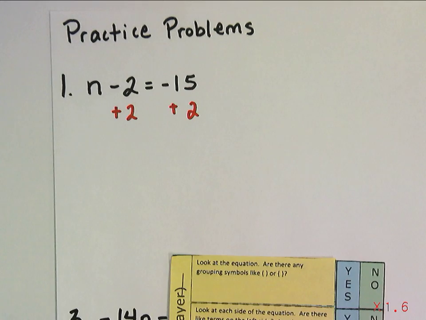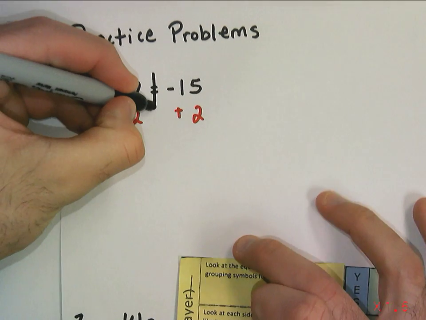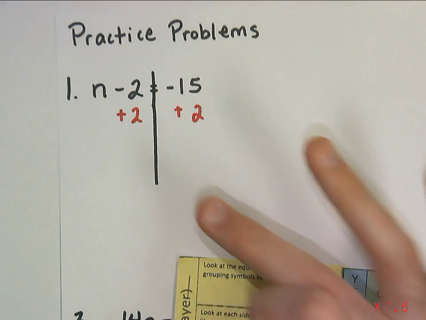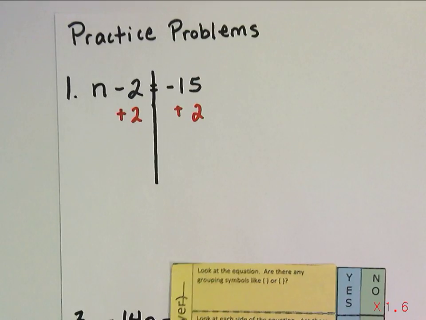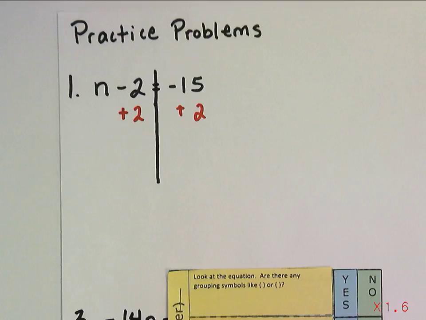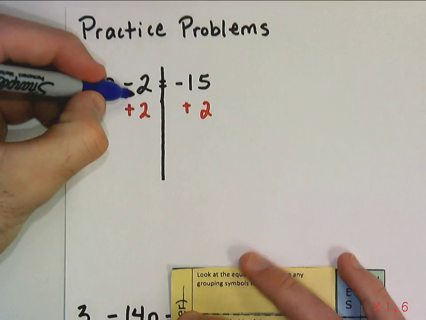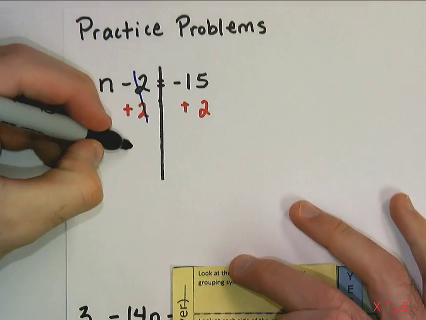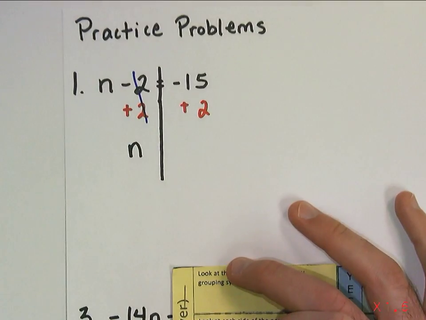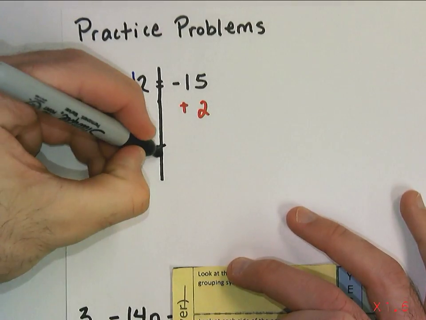I'm also going to throw in this line through the equal sign to separate what we're doing on both sides of the equation. Now, I would highly recommend this because it helps to organize what's going on. So let's rewrite what we have then. So 2 and negative 2 are going to cancel, so those are gone. I'm left with a positive n on my left-hand side. My equal sign can come down.